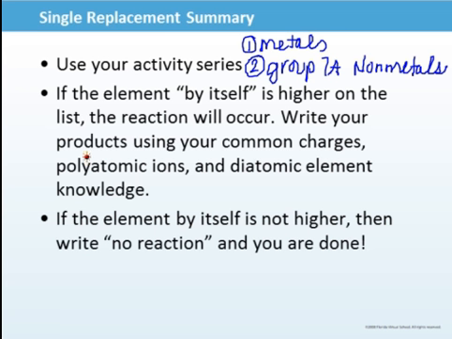Write your products using your common charges and polyatomic ions if they're included. And then don't forget your diatomic element knowledge. You must have those diatomic elements when they're by themselves. If the element by itself is not higher on the activity series, then write no reaction and move on.